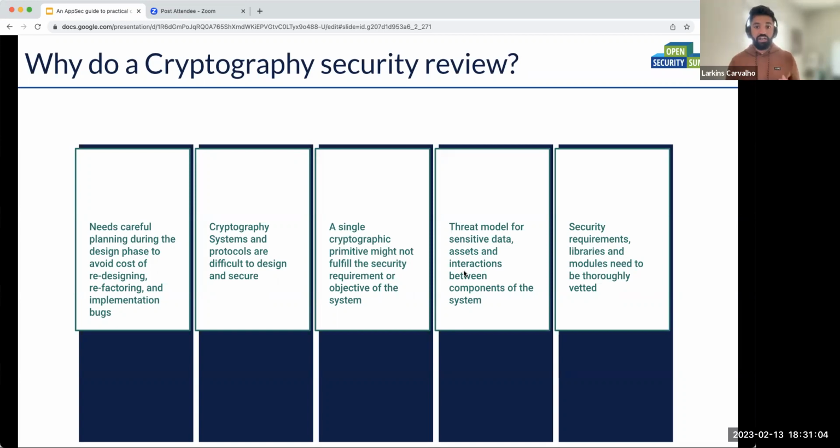Also need to understand data classification. How do we classify this data? Once we have the understanding of these, we need to carefully do planning during design phase to avoid cost for redesigning and refactoring.